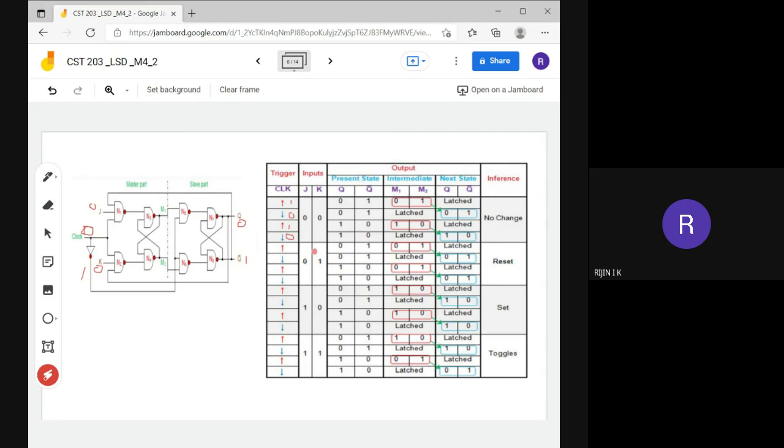Similarly, when you give 0 1, the same operation takes place. First, when you give clock pulse 1 here, the next state will be latched. You will get the intermediate state. Then if you provide clock pulse 0, the intermediate state will be given to the next state and the first part will be in the latched condition. Latched, similar to JK flip-flop. It is the same operation as the JK flip-flop.